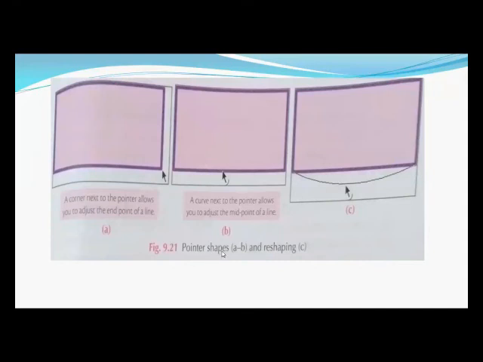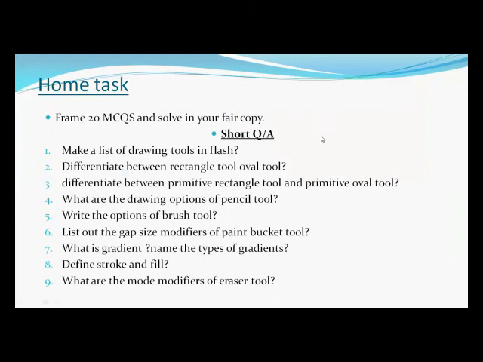Now this is the pointer shape and this is the reshaping. A corner next to the pointer allows you to adjust the end point of a line. A curve next to the pointer allows you to adjust the midpoint of a line, and this is how it is reshaped. Now, I hope you understand how to reshape line and shape with the arrow tool. That's it, we have completed this chapter.